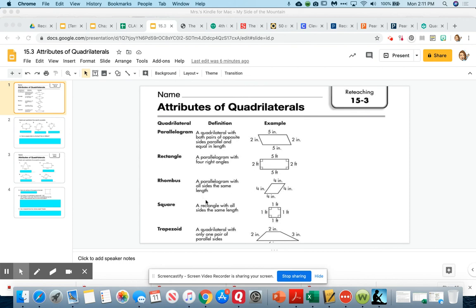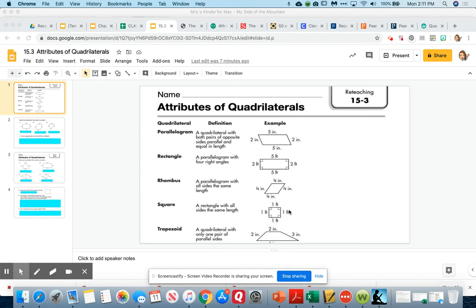So then we have a square. A square is a rectangle with all sides the same length. And the reason why it's a rectangle is because it has 4 right angles, right? 1, 2, 3, 4. But we can classify it even further as all sides are the same length.